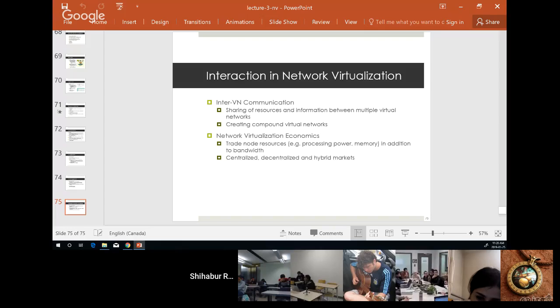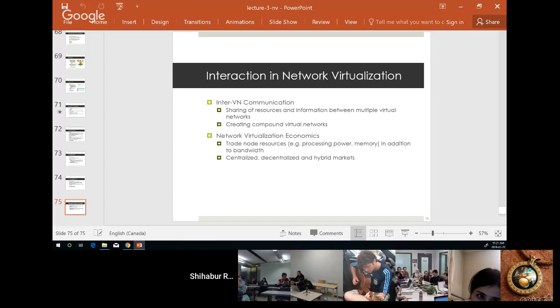You may need interaction for various reasons. For example, you can have interaction between virtual networks in order to spawn another service on top of them. Remember this recursive network virtualization? Sometimes you want to create one virtual network on top of two different virtual networks to provide a service that spans a larger geographical area or some other properties. So how the sharing of information between virtual networks should take place may be interesting to understand. And then the next question was about economics, the last sentence.